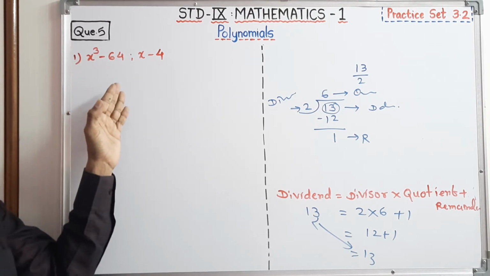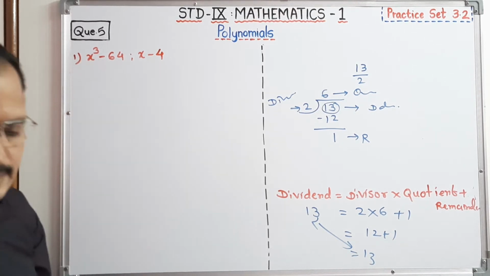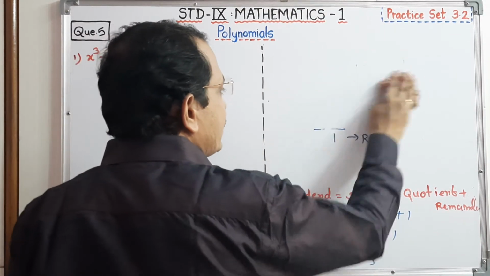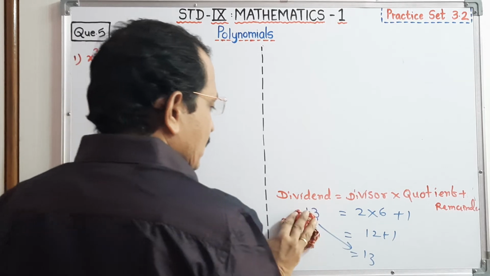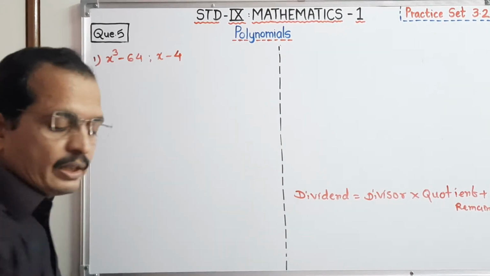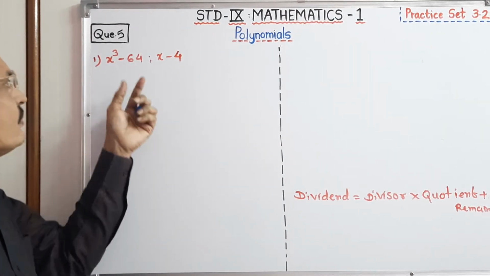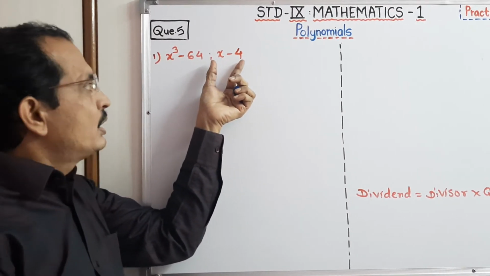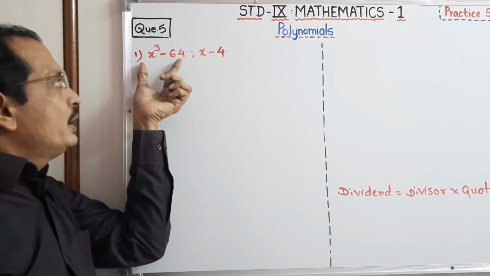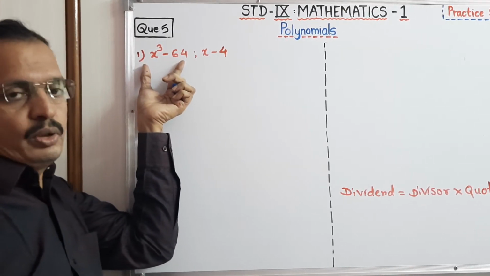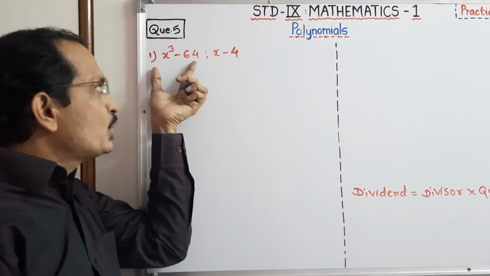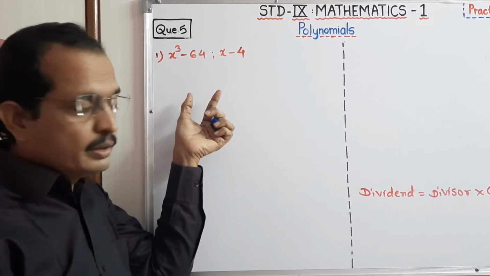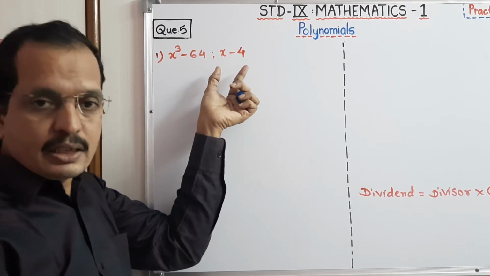We have to divide the first polynomial with the second one. That means the first polynomial is our dividend and the second polynomial is our divisor. Now see here, again I told you that here x cube minus 64, we have to divide this polynomial with this. Therefore x cube minus 64 is called the dividend, x minus 4 is called the divisor.